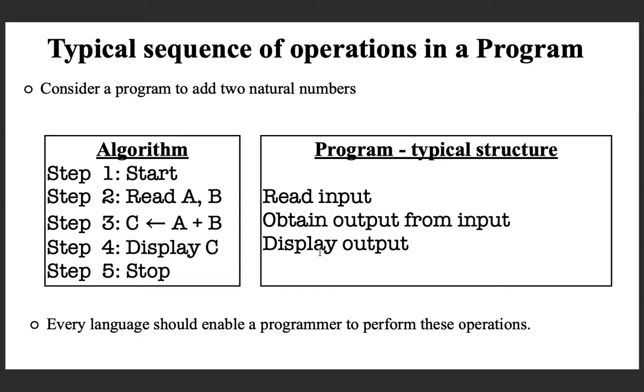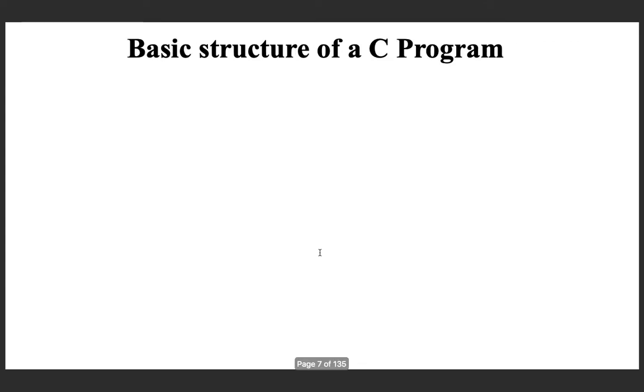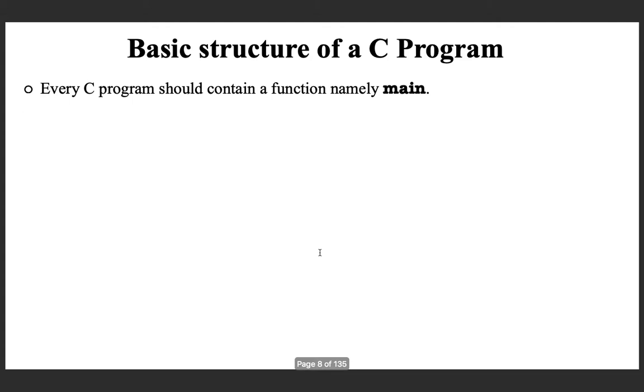And every programming language should enable a programmer to perform these basic operations, that is reading input and computing output. You need to have all your operators available for performing it, and then you display the obtained output. For that you need operations permitted by the language. With this, we can try to understand the basic structure of a C program.